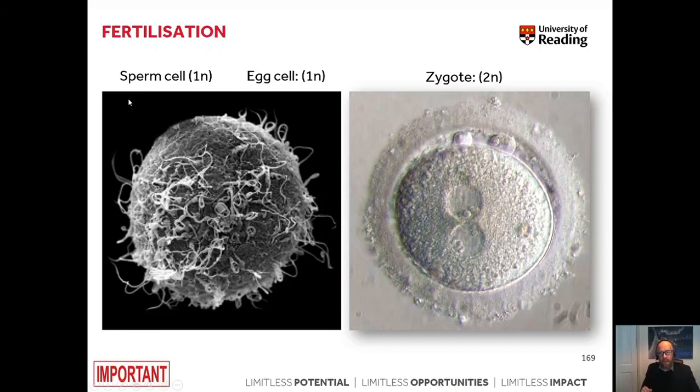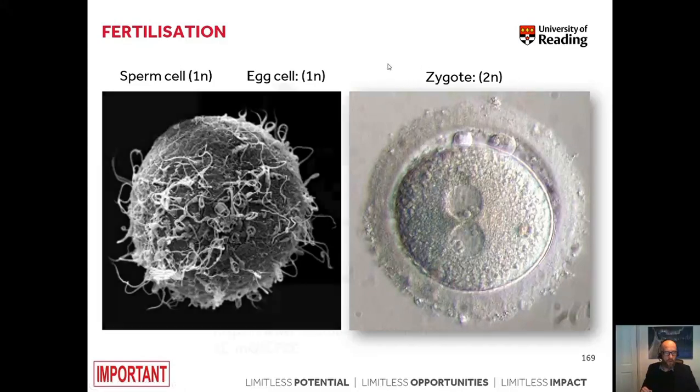And again, the only cells having this chromosomal configuration in the human body are sperm cells and egg cells. If those cells fuse, we end up with a zygote, which has a diploid set of chromosomes and chromosomal configuration of 2n.